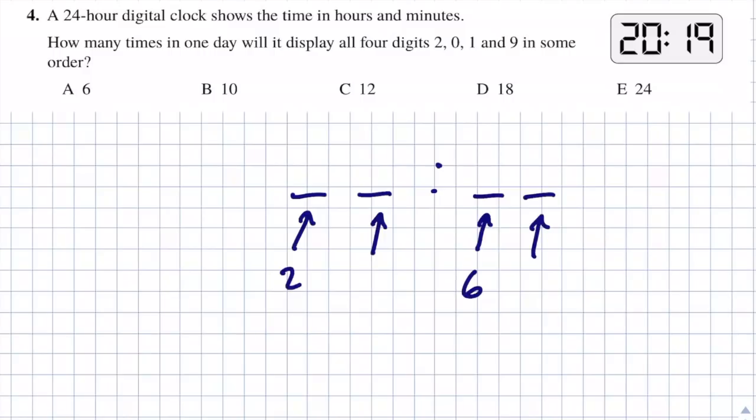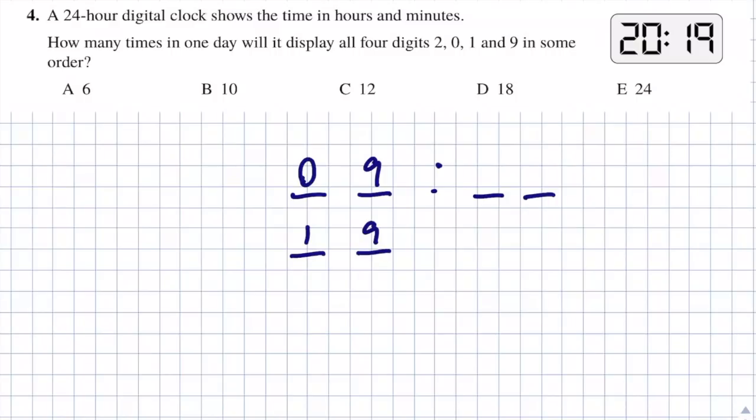So we need to think about all the possible situations where we can have the 9. The 9 can only be in the 2nd or 4th position. If we look at the 9 in the 2nd position, there's one slight problem: we can't have a 2 in the first space, because that means we'd have the 29th hour, and this clock only goes up to 24 hours. So we can either have a 0 or a 1 in the first space.